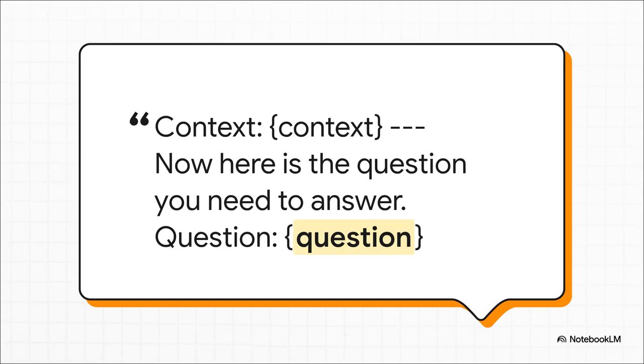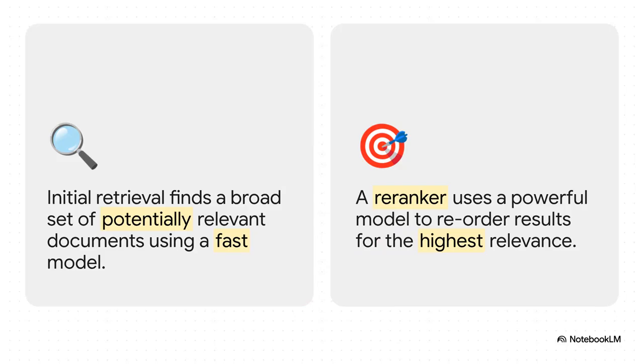This right here is basically the instruction manual we give to the AI. It's called a prompt template. And you can see these little placeholders for context and question. It's super simple. The snippets our retriever found get plugged into the context section, and your original question goes into the question section. We're essentially telling the AI, here's the evidence. Now using only this evidence, answer this question. It keeps the model honest and factual.